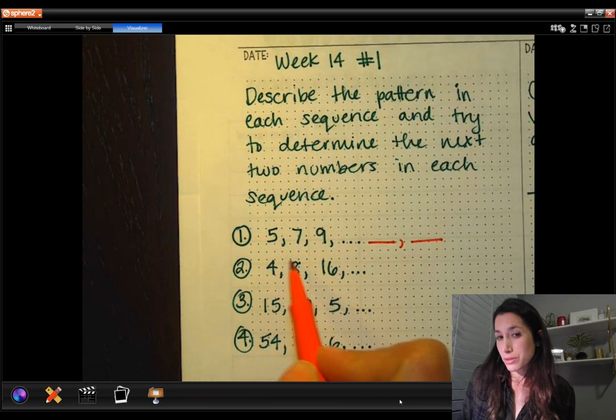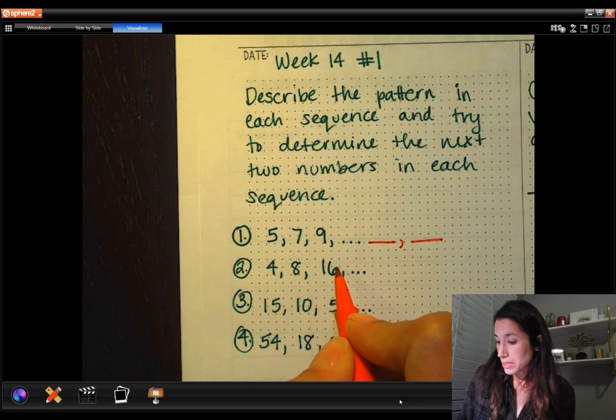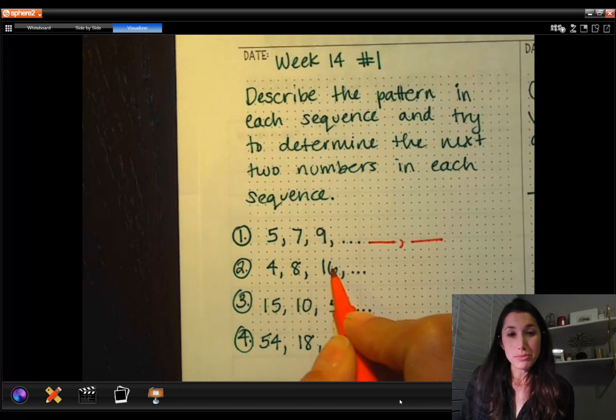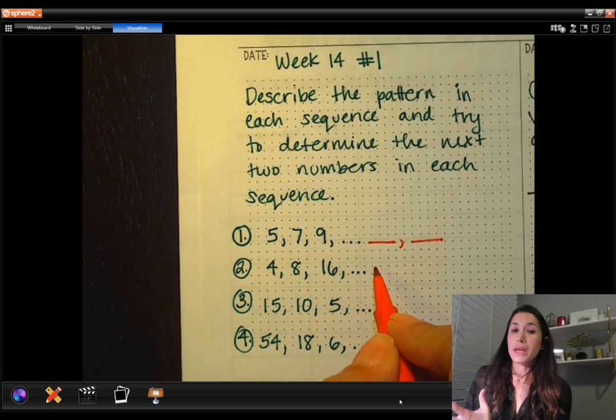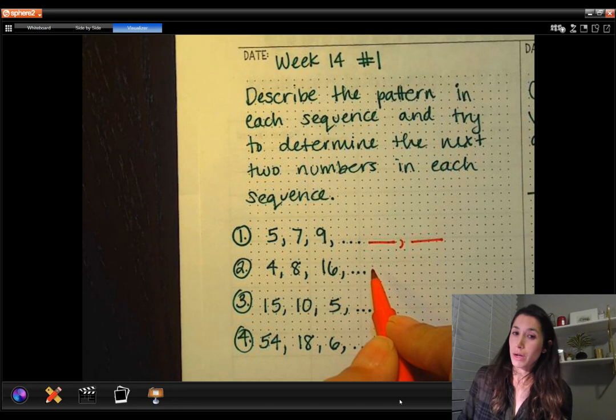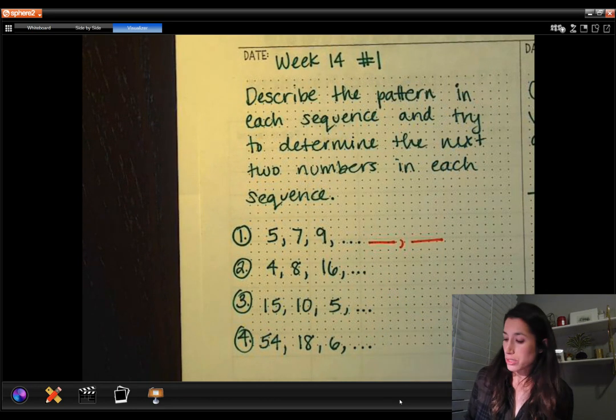4 times 2 is 8. 8 times 2 is 16. And then we can do 16 times 2. That would give us 32. And then we can multiply by 2, and that would give us our next number in the sequence. So you're going to write the next 2 numbers there as well.